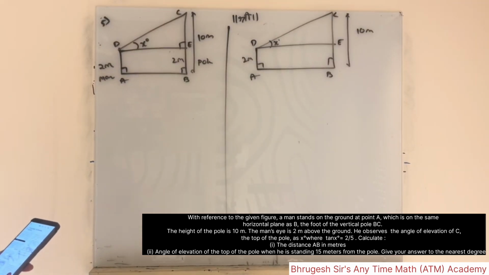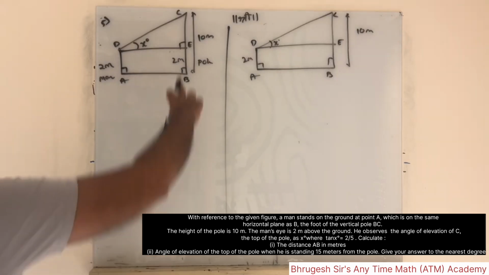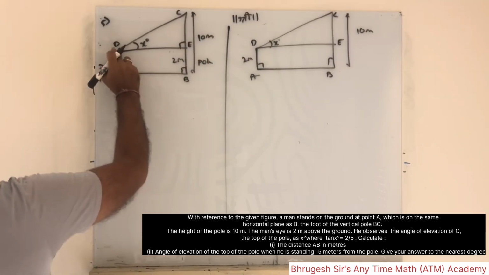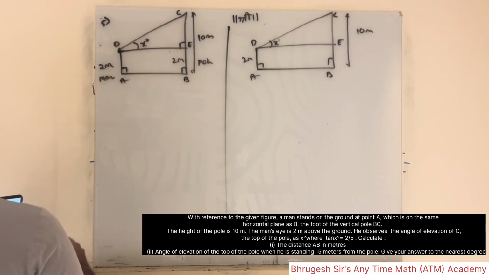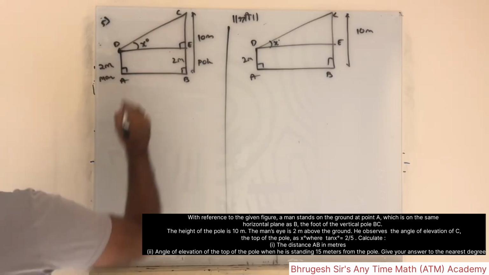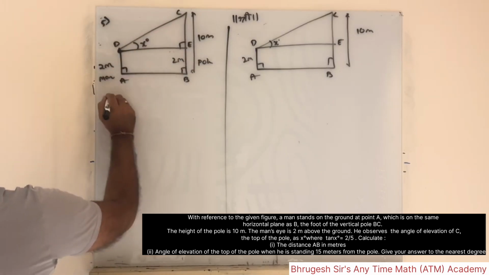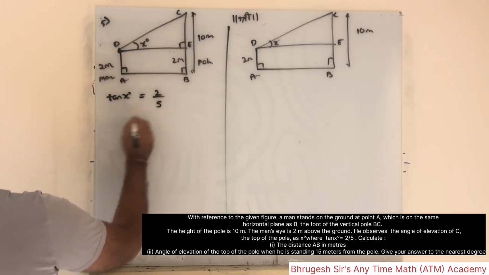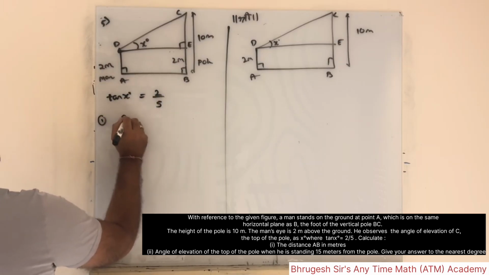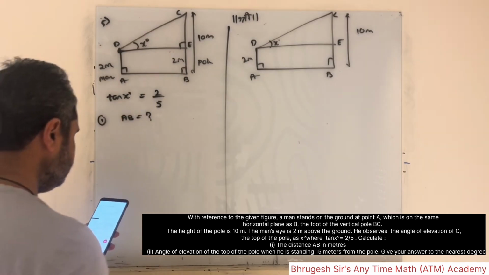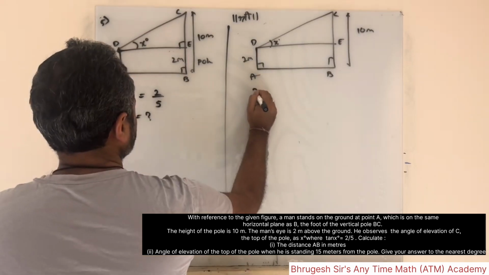read it out. The first case: the height of the pole is 10 meters, and the man's eye is at a height of 2 meters above the ground. He observes the angle of elevation of the top of the pole as x degrees. Given tan of x degrees is 2 by 5. In the first case, we have to find the distance AB. In the second case, they have said find x.